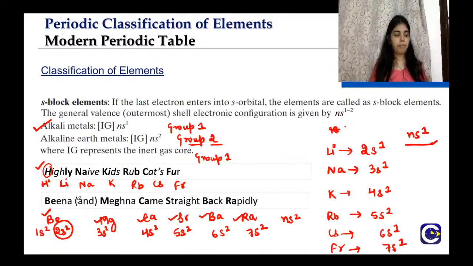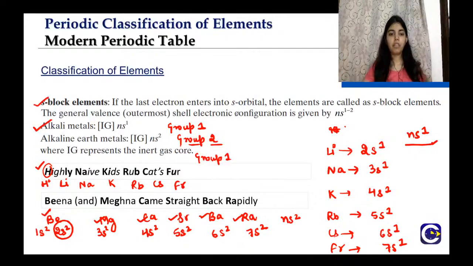Written? Shall I move to the next slide now? Done with the writing part? See here, because the last electron is entering the s subshell in both cases, in group 1 and in group 2, they are known as s block elements.